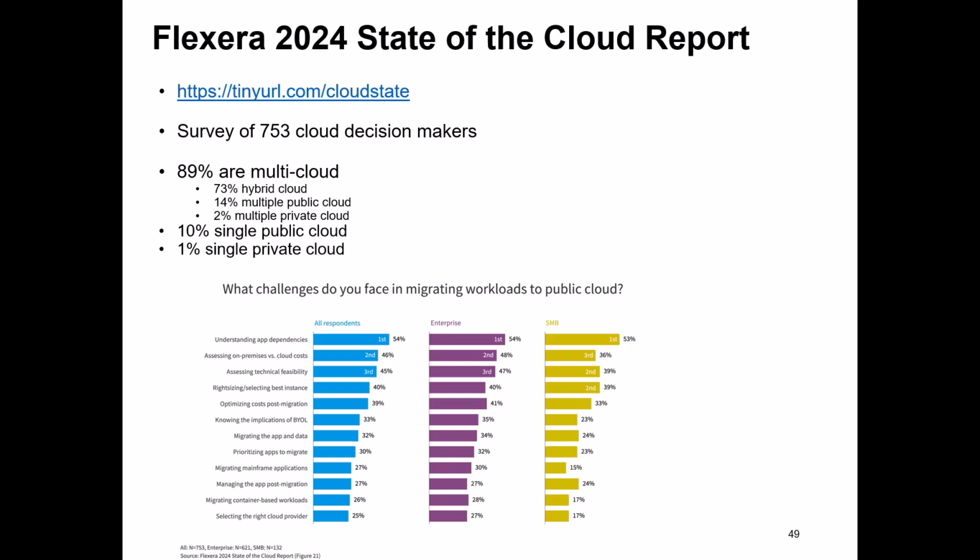Flexera did a survey in 2024, and they looked at 753 cloud decision makers, and they found that 89% were multi-cloud. Of those, 73% were hybrid cloud, 14% multiple public cloud, 2% were multiple private cloud, and then there was 10% who were single public cloud and 1% single private cloud. And you can see the breakdown of the reasons and challenges that they had down below. But the number one challenge was understanding app dependencies.